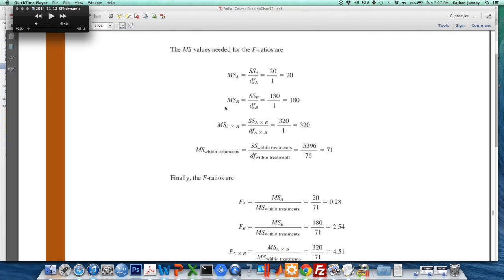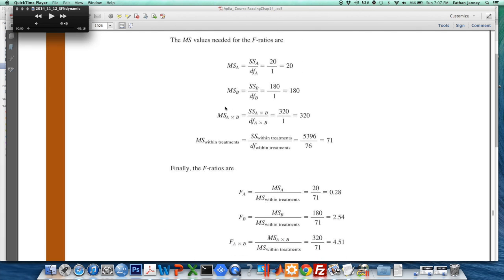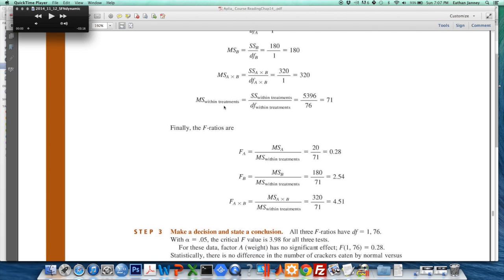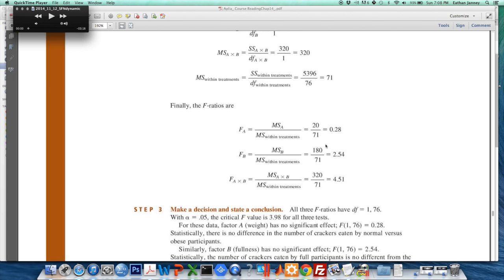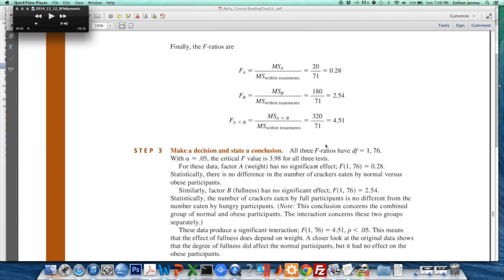And then finally, we need to calculate MS ratios for each of those null hypotheses, right? For A, we need to take the sum of squares over the degrees of freedom. For B, sum of squares over the degrees of freedom. And for the interaction, sum of squares over the degrees of freedom. Now we have 3 MS values, and we also have a within treatments MS value, and that is, again, the sum of squares within treatments over the degrees of freedom within treatments at 71. And now we can finally calculate 3 F ratios.